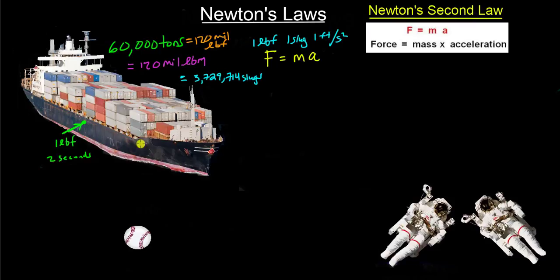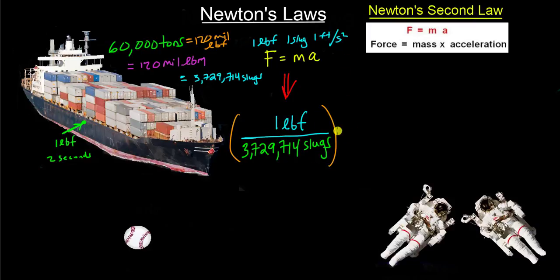Now we've got our full situation converted to this nice 1 equals 1 times 1 formula. So using Newton's law, we say that the baby was applying 1 pound of force to a 3,729,714 slug piece of mass. So there we go. We know now that in this situation, this ship was accelerating at this value worth of feet per second squared.